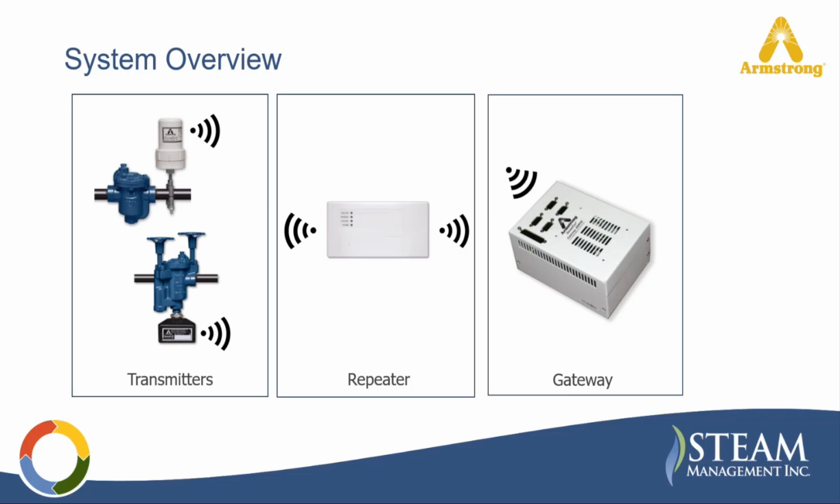Next, we have the repeaters. The repeaters are used when additional signal range is required, when obstacles make wireless communication difficult. They simply extend the communication path between the transmitters and the receiver, also known as the gateway. And finally, we have the gateway, which is also known as the receiver. The gateway collects information from all of the transmitters throughout the facility and makes that information available to maintenance personnel and system administrators. Together, these components create a wireless monitoring network that continuously monitors steam system health and alerts personnel when issues are detected.